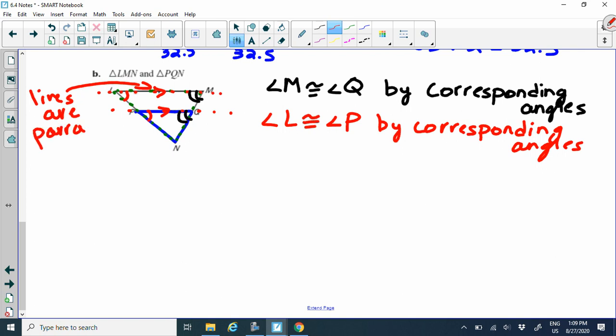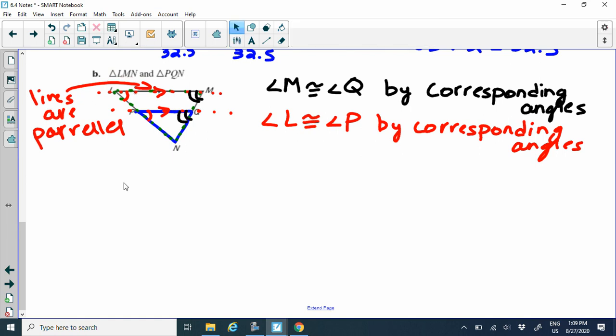Hopefully I'm spelling parallel correctly. If I'm not, excuse me, I'm not very good at spelling. That's probably not the correct spelling, but you can figure it out. So anytime you have arrows on two lines and then there are lines that intersect them, that's our transversal, and the lines are parallel. That's where you can do corresponding, alternate interior, alternate exterior, etc.